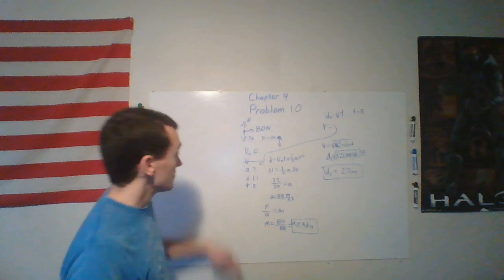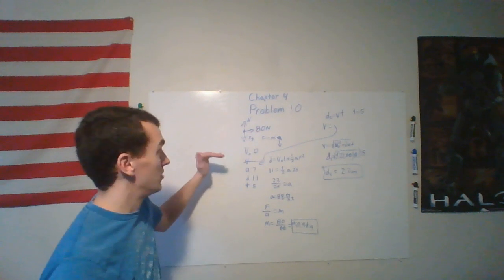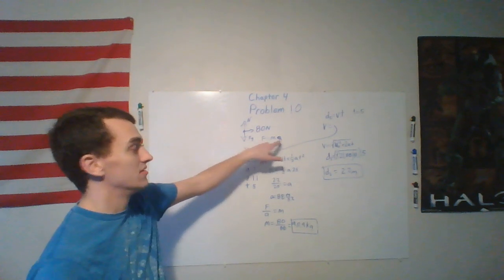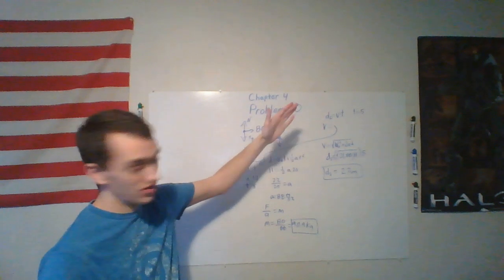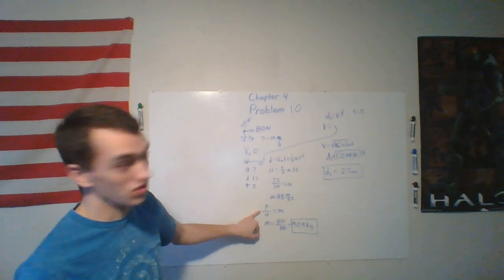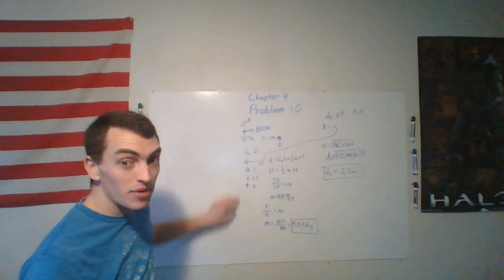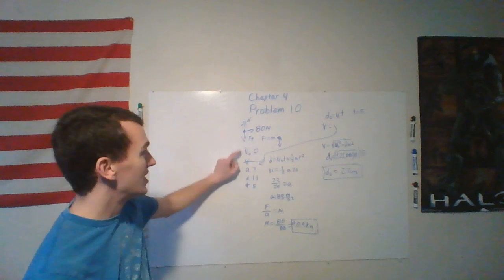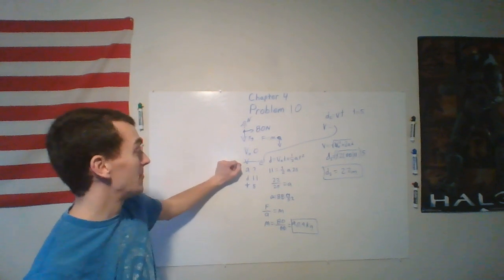To figure that out, we need to find the block's acceleration, so we can use force equals mass times acceleration, because force over acceleration is going to equal mass. So, set up our kinematics. V naught is 0. Final velocity we don't care about right now.